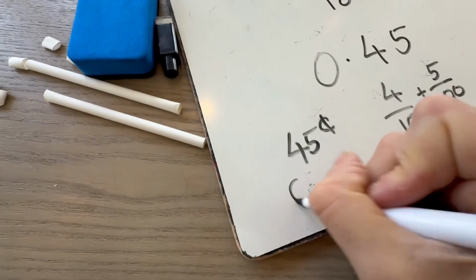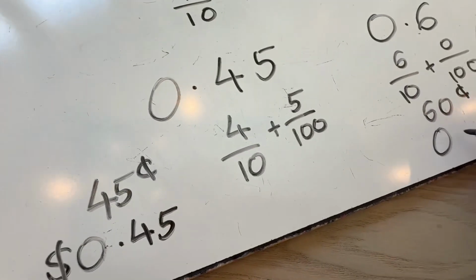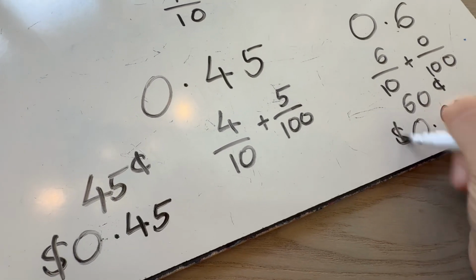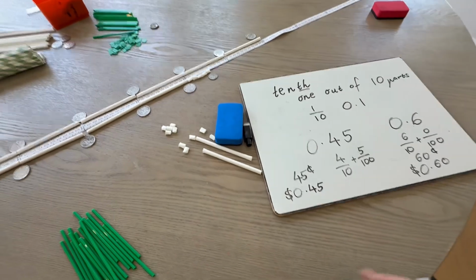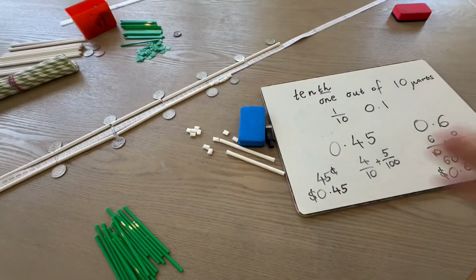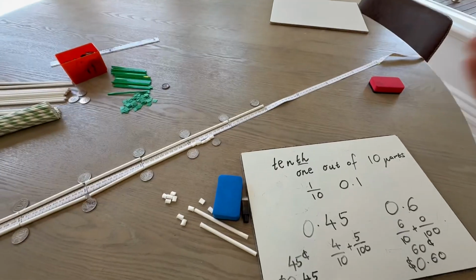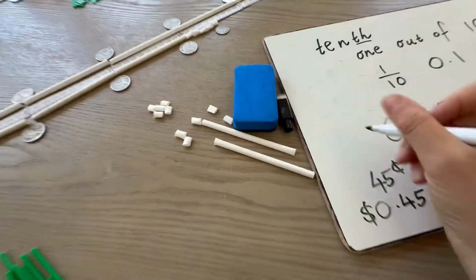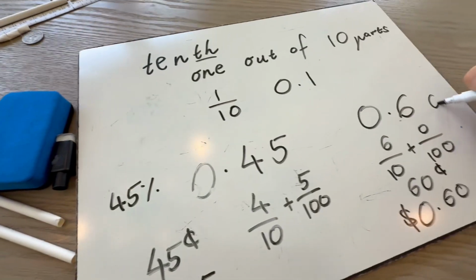We could also write that as 0.45, sort of like as a dollar format, and 60 cents in dollars format. So 0 whole dollars, 6 of the 10 cents, 0 of the hundredths cents, or 0 of the single cents. And then we could also think about percentage, because we're out of 100 there, 100 parts to a metre. So this is 45% and this is 65%.